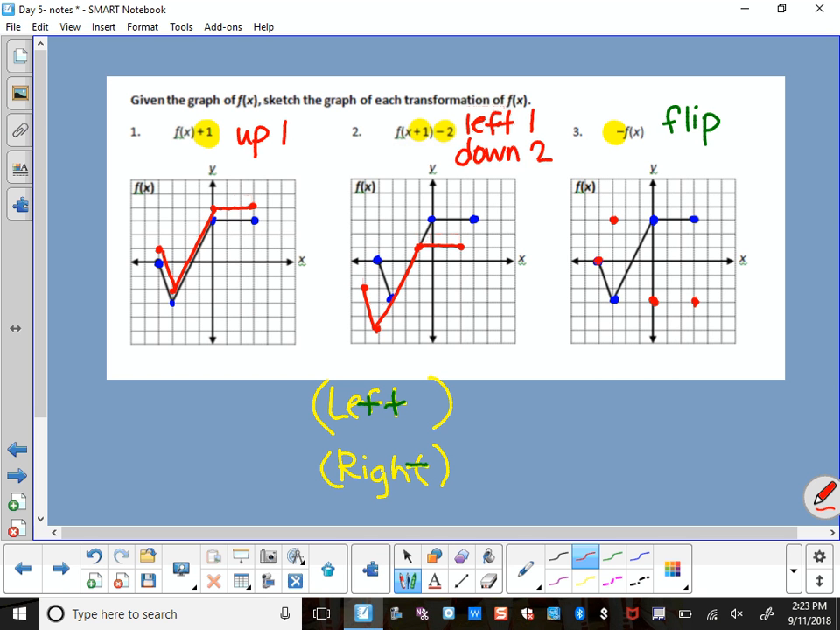And then I connect my dots. You don't really have to draw them a lot like this on your test. This is just so you can know how to do it. Any questions on 1, 2, or 3? The more we do this, the more you'll be able to tell what your transformations are.